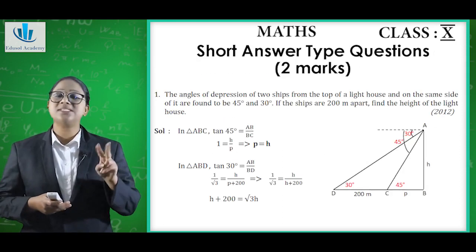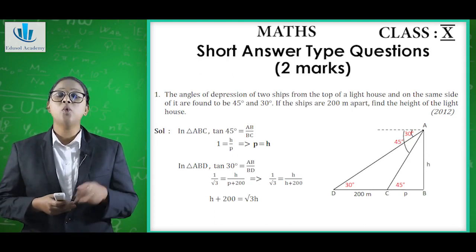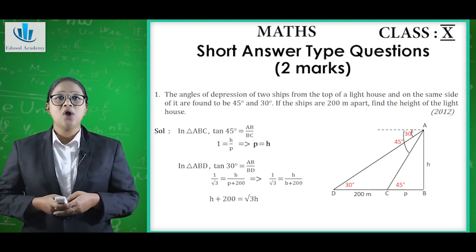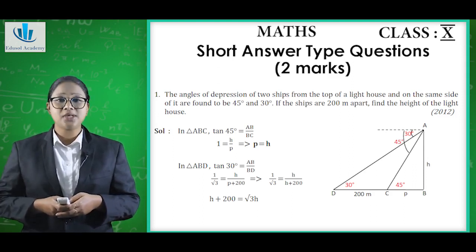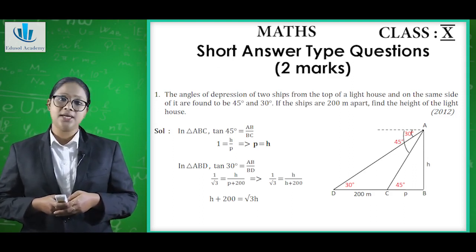Now let's move on to the second type of questions. Short answer type questions carrying 2 marks each. The first question. The angles of depression of two ships from the top of a lighthouse and on the same side of it are found to be 45 and 30 degrees. If the ships are 200 meter apart, find the height of the lighthouse.